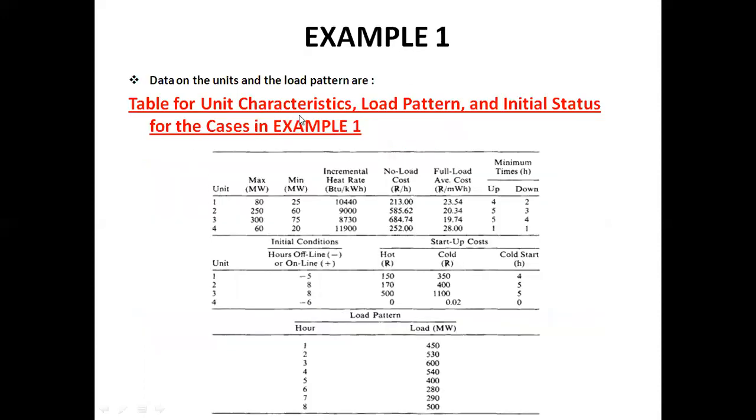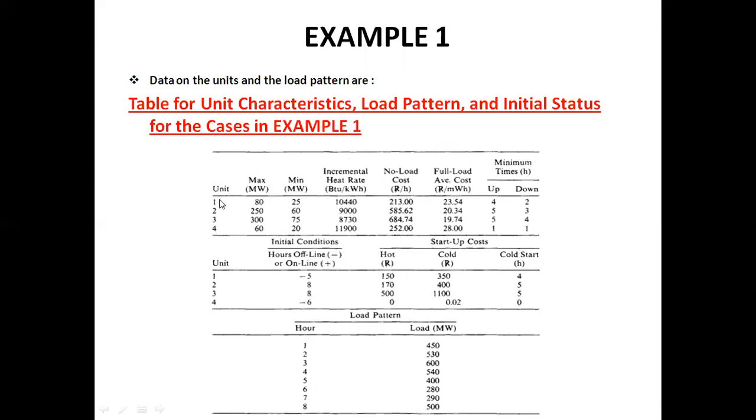This is the table for unit characteristics, load pattern and initial status for the case in example 1. This is the general problem. It is given that 4 units 1, 2, 3, 4 are used to serve the 8-hour load pattern 1, 2, 3, 4, 5, 6, 7, 8, and the corresponding load demands are given here in megawatts: 450, 530, 600, 540, 400, 280, 290, and 500 for the first hour, second hour, third hour, fourth hour, fifth hour, sixth hour, seventh hour, and eighth hour.